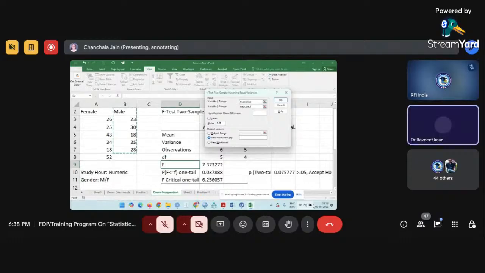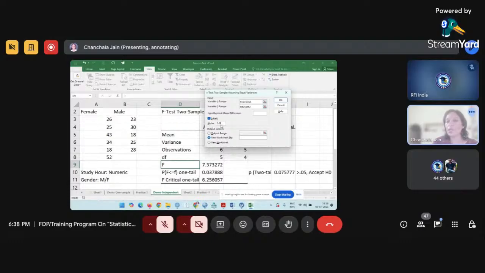Now in the next section, it is asking you for the hypothesized mean difference. We are not assuming any difference in the mean of both the groups, so I am leaving this box empty. Do not supply anything in this box. Next, I'm selecting the Labels checkbox, as I selected the data including the headings of my columns. Alpha by default is 5%.